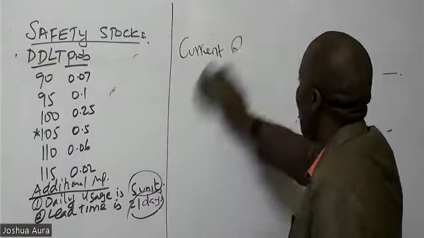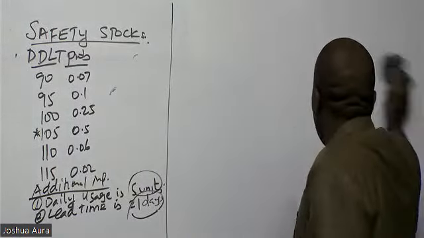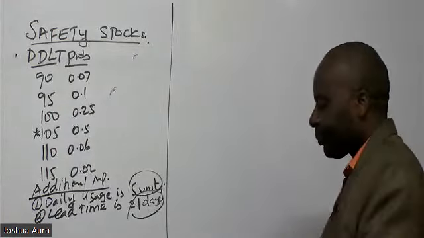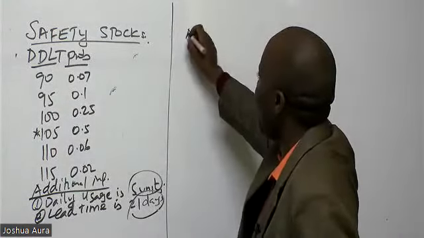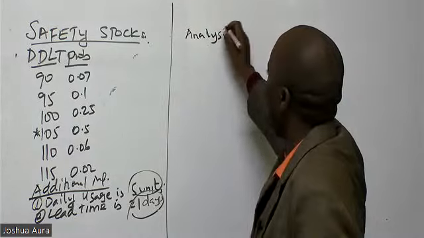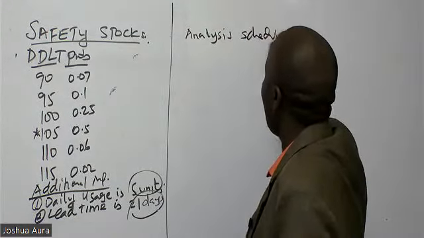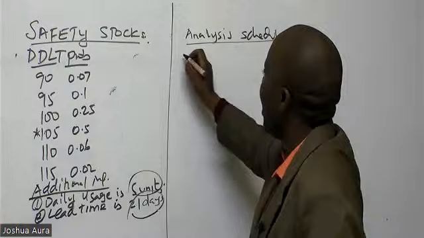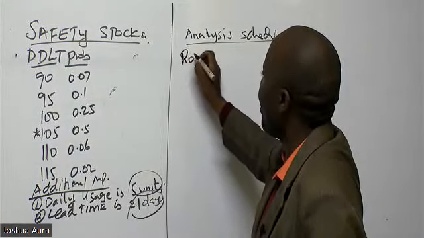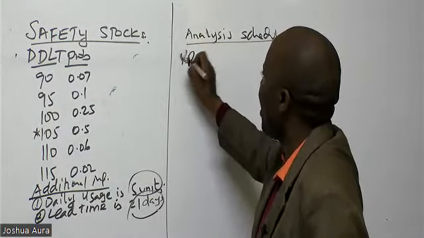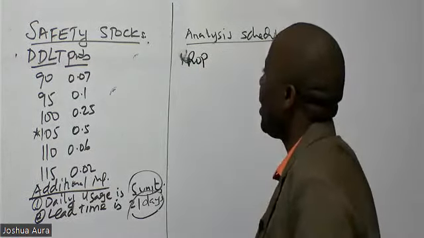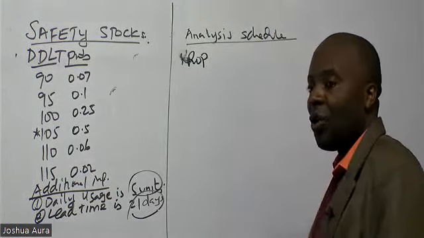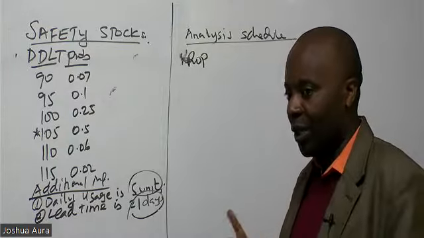So how do we do our schedule? In our analysis schedule, this is what I shall do. I'll have what we call ROP, the reorder point.